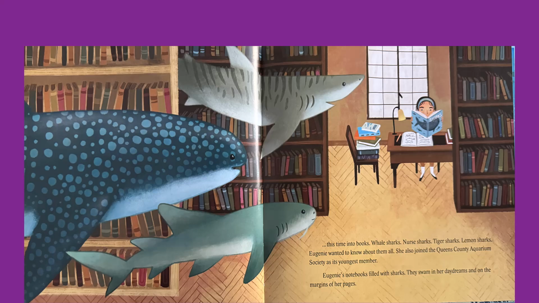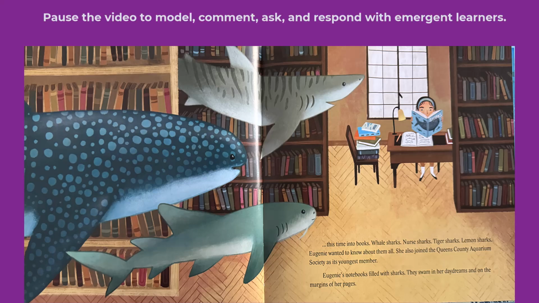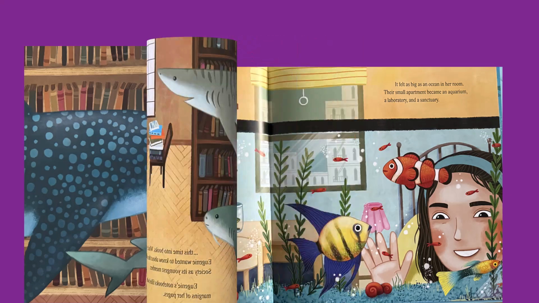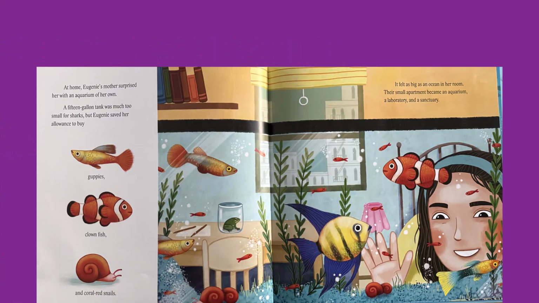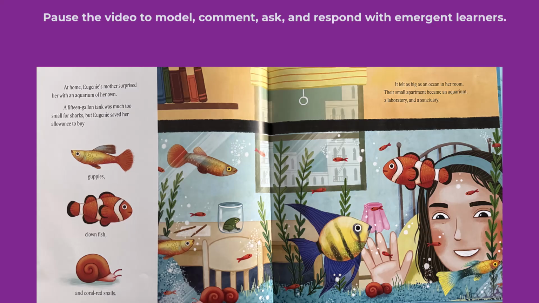She also joined the Queens County Aquarium Society as its youngest member. Eugenie's notebooks filled with sharks. They swam in her daydreams and on the margins of her pages. At home, Eugenie's mother surprised her with an aquarium of her own. A 15-gallon tank was much too small for sharks, but Eugenie saved her allowance to buy guppies, clownfish, and coral red snails. It felt as big as an ocean in her room. Their small apartment became an aquarium, a laboratory, and a sanctuary.